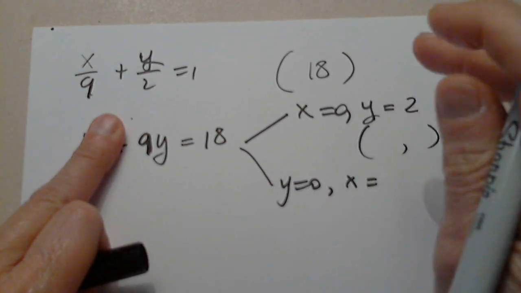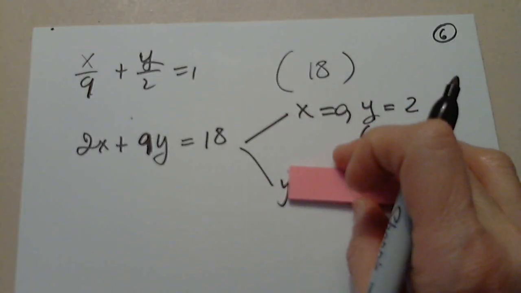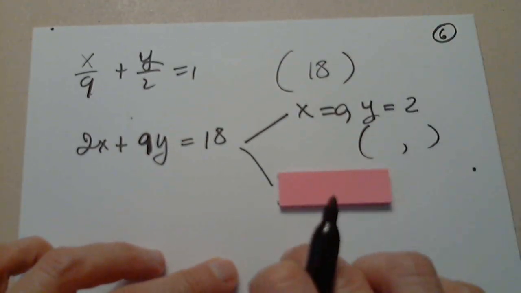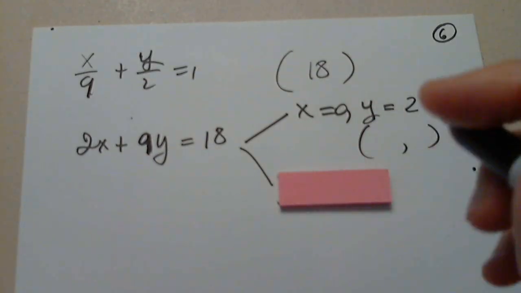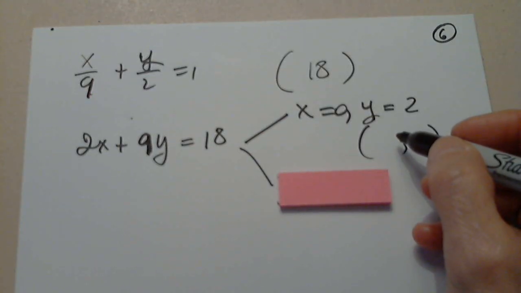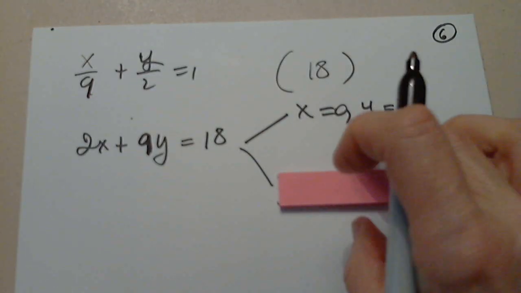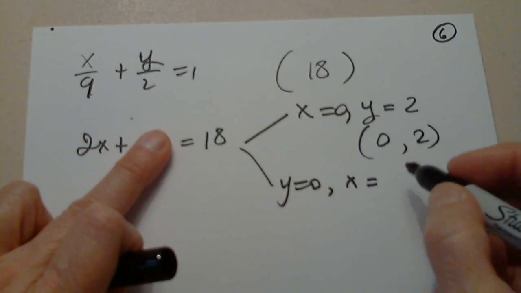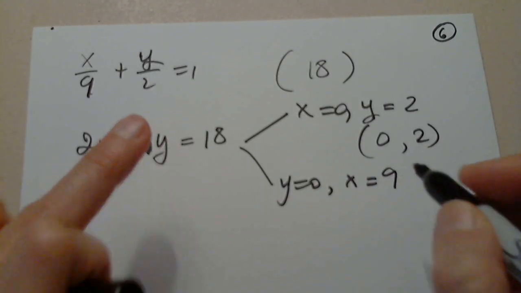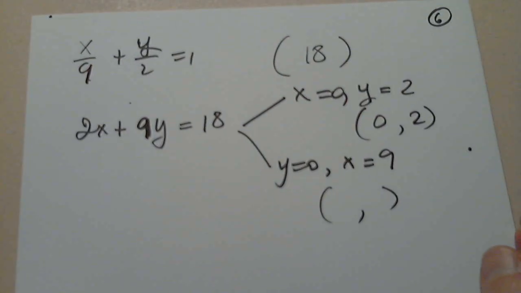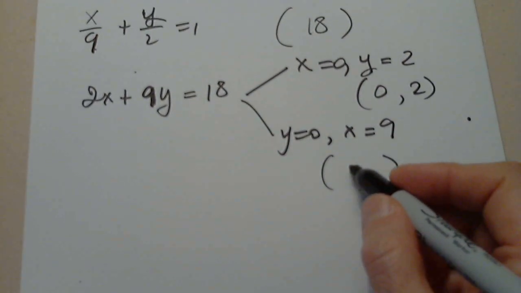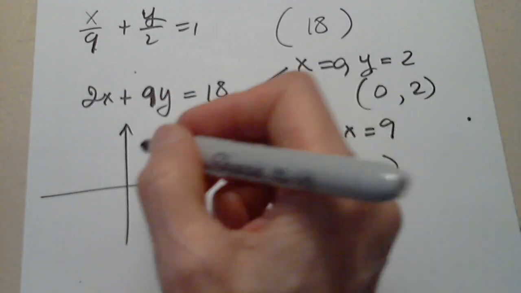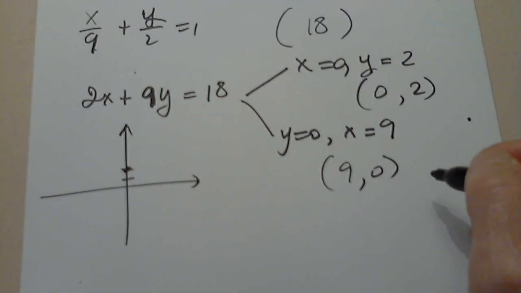So the ordered pair right here, right now. Don't look here, because if you wait till here, you may be tempted to say whatever, and that's wrong. It would be 0 and 2. Good. So now y is 0, and we want to determine x. 9. Good. So the ordered pair right here, right now, 9, 0. That's it.